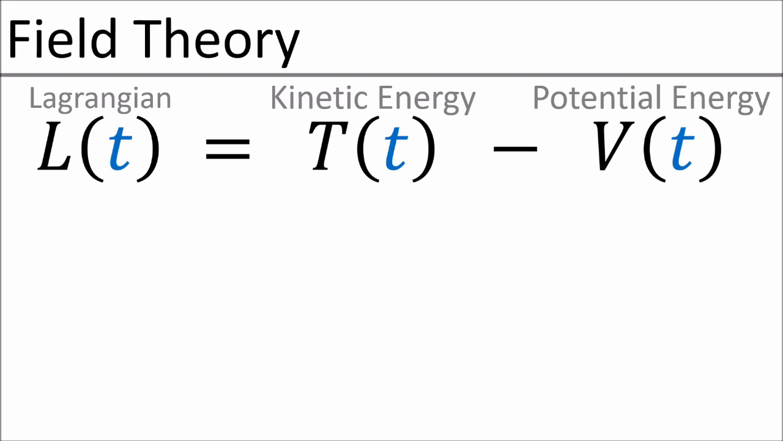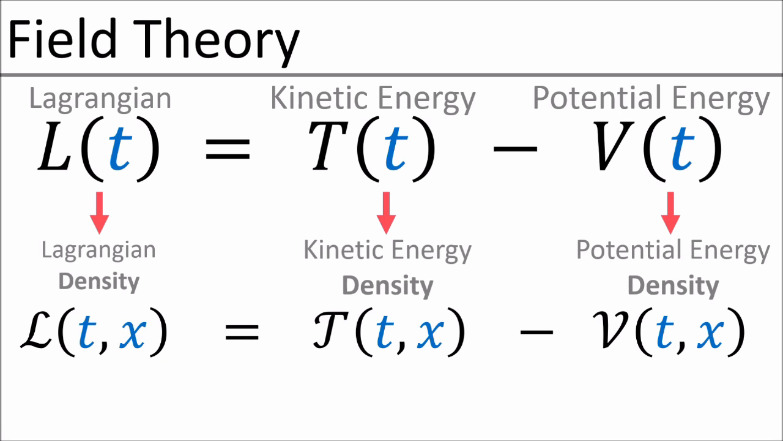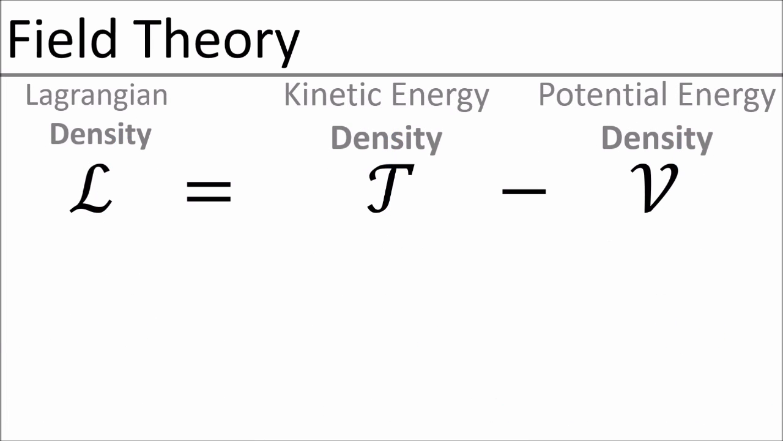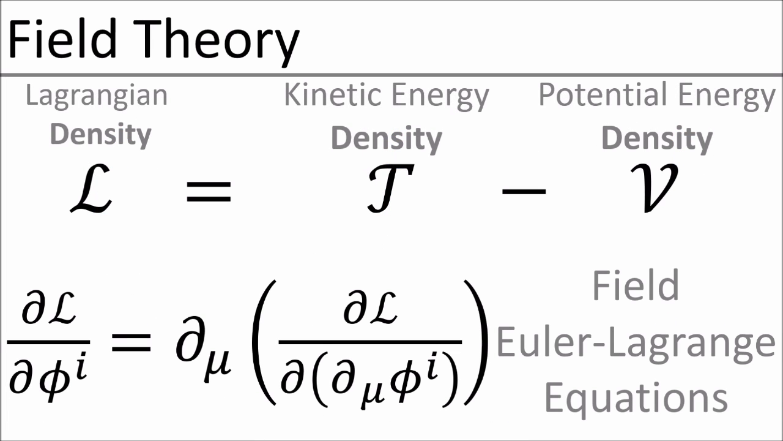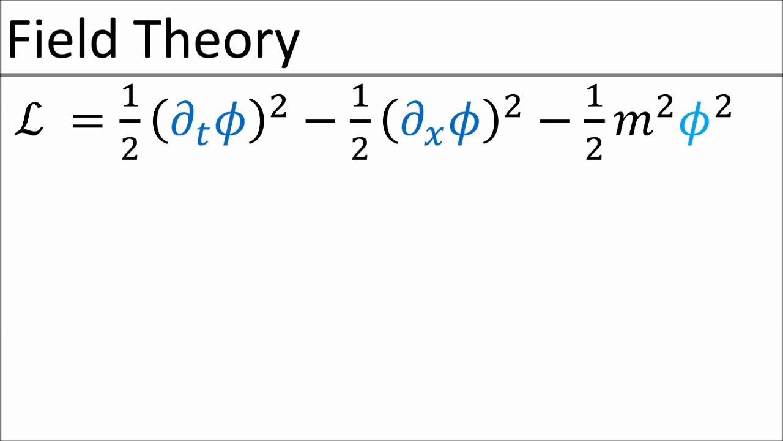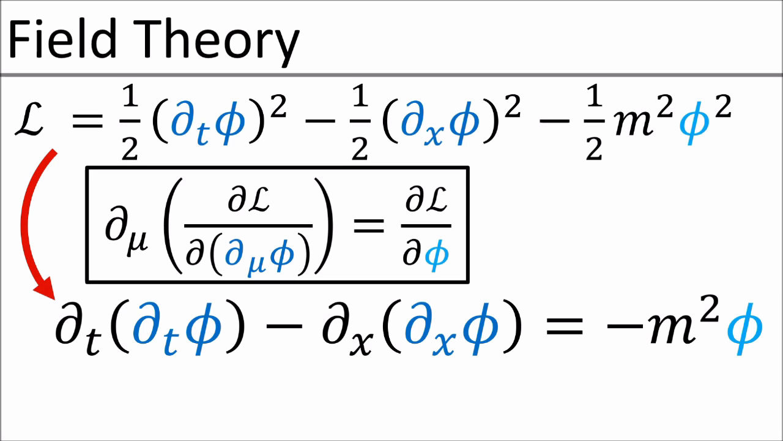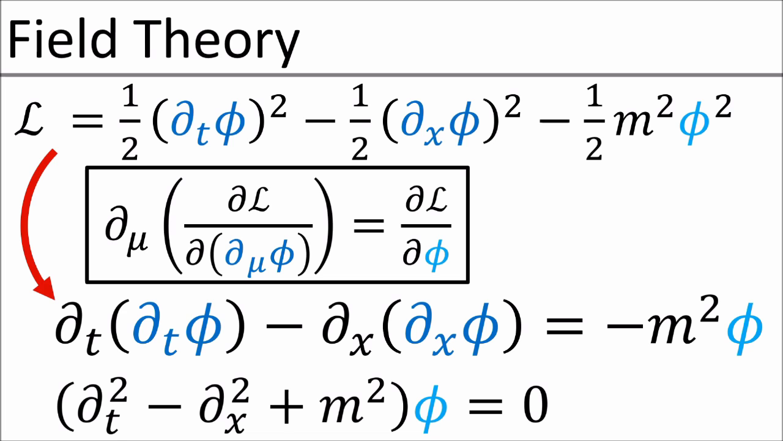So when we move to field theory, our Lagrangian formula from before gets replaced with a Lagrangian density formula, where all the quantities are densities per unit of space. We also get a field version of the Euler-Lagrange equations. Looking at the Lagrangian density for our field of masses on springs, plugging this into the field version of the Euler-Lagrange equation, we get this equation of motion for the field.